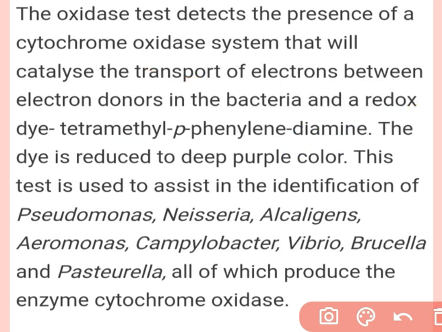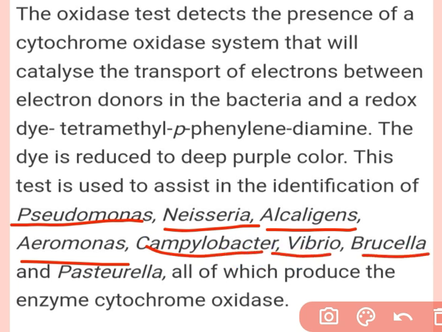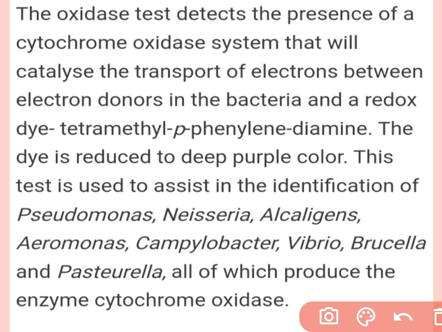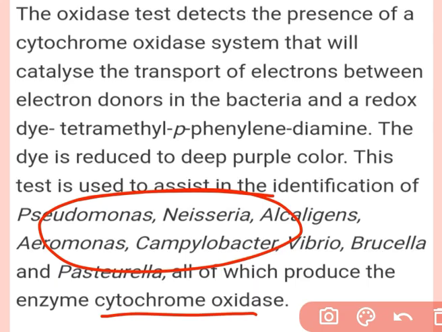The dye is reduced to a deep purple color, and this test is used for identification of the organism like Pseudomonas, Neisseria, Alcaligenes, Aeromonas, Campylobacter, Vibrio, Brucella, and Pasteurella. All of these organisms produce an enzyme cytochrome oxidase. That means these all organisms are oxidase positive.